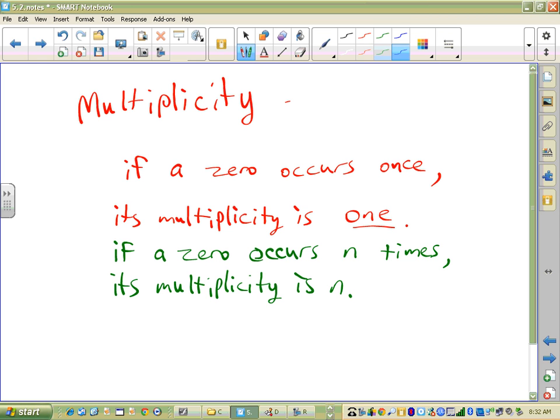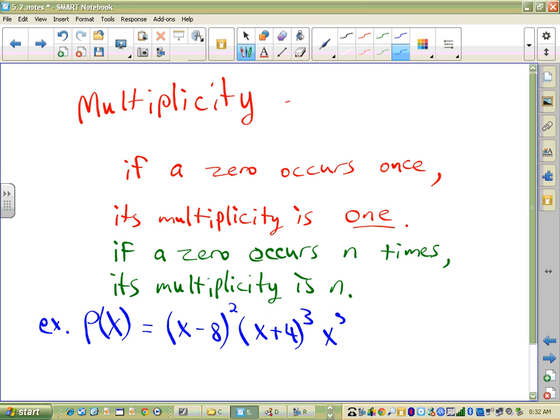Okay. So examples tend to clarify things. Here's this really nasty polynomial function. It's going to have all kinds of factors. It's going to have the group of x minus 8, the group squared. It's going to have the group x plus 4, the group cubed. It's going to have x to the 5th, and it's going to have the group x minus 42 to the 7th power. Wow, that's a lot of factors. You're darn right it is. It's also a lot of zeros.